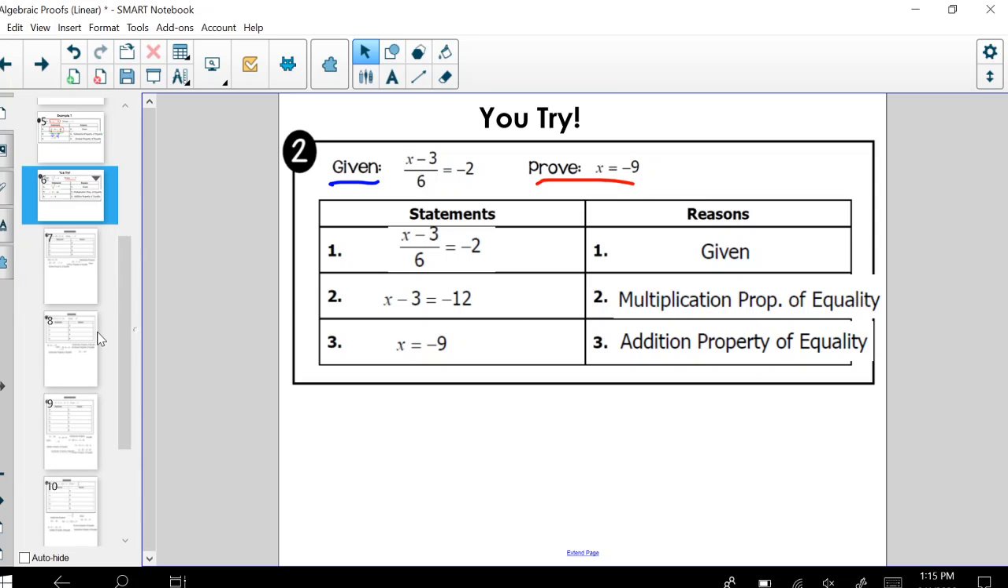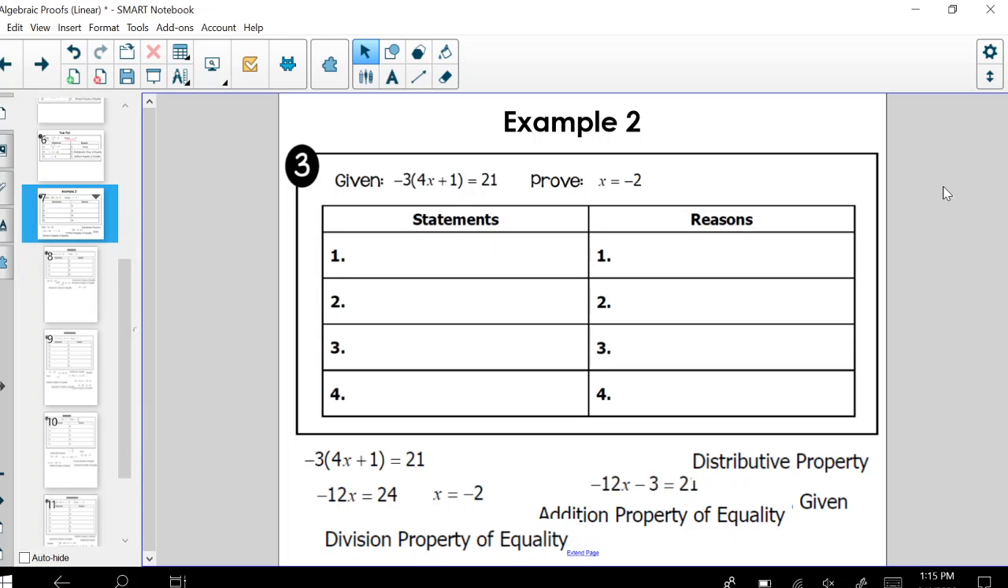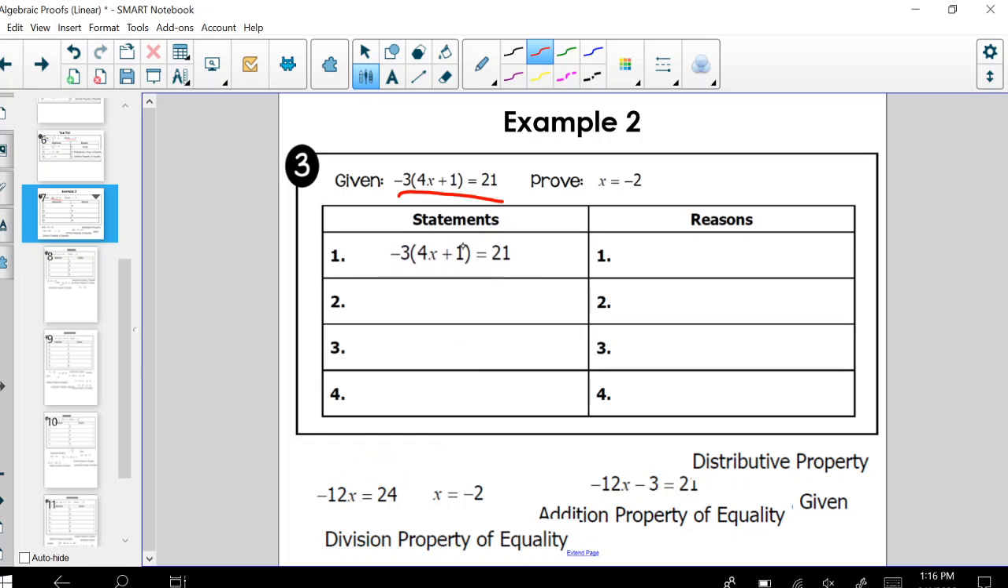So if we go into another one, it's a little bit more complex. We've got now 4 statements that we're going to have, but we're still going to start with our given. So negative 3 times 4x plus 1 equals 21 is what I'm going to start with there. And my reason is that it's given to me.